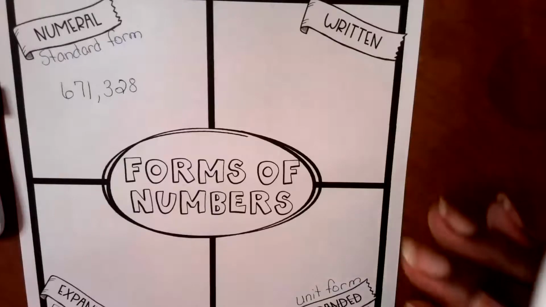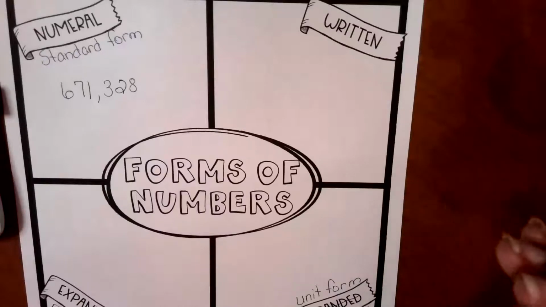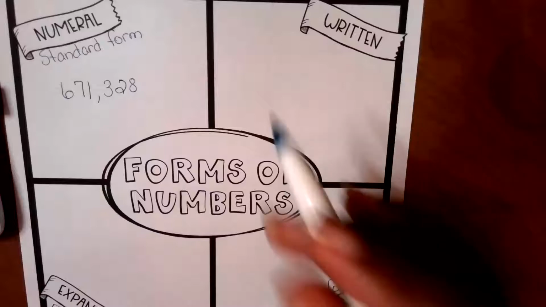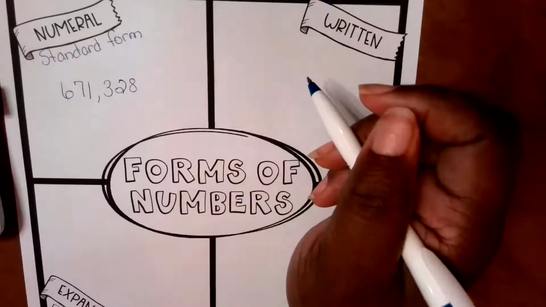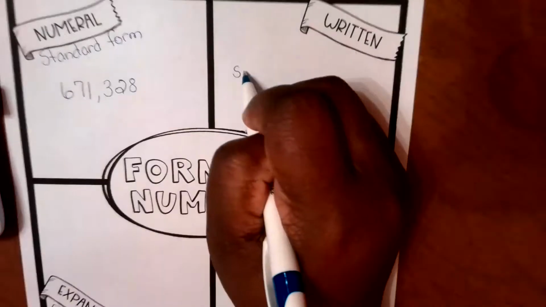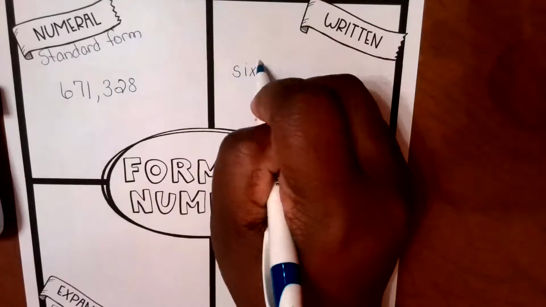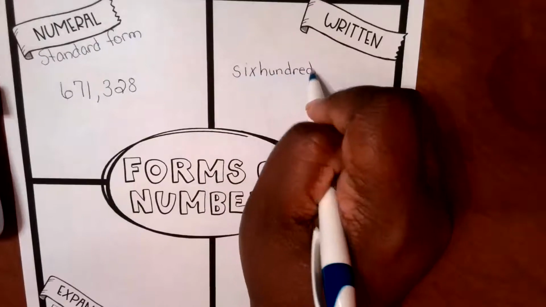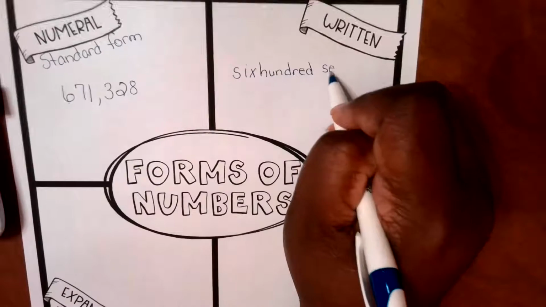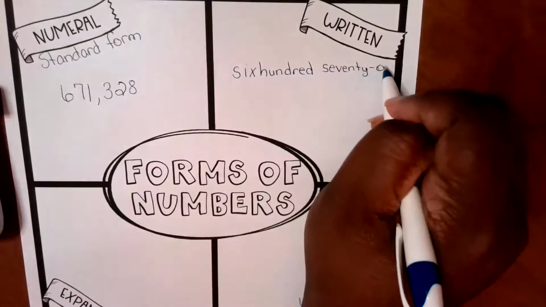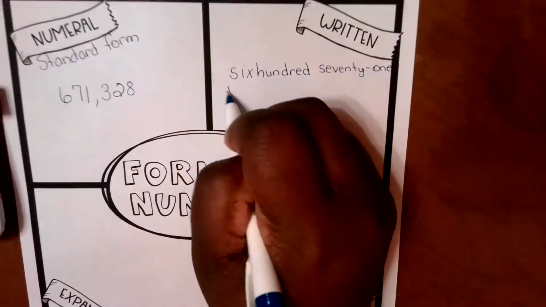Now the second form of numbers is written form, when we're using all words. Written form or word form, which is the same thing, is the number written in all words. So we're going to write this the exact same way we will read it. So I will read this as 671,328.